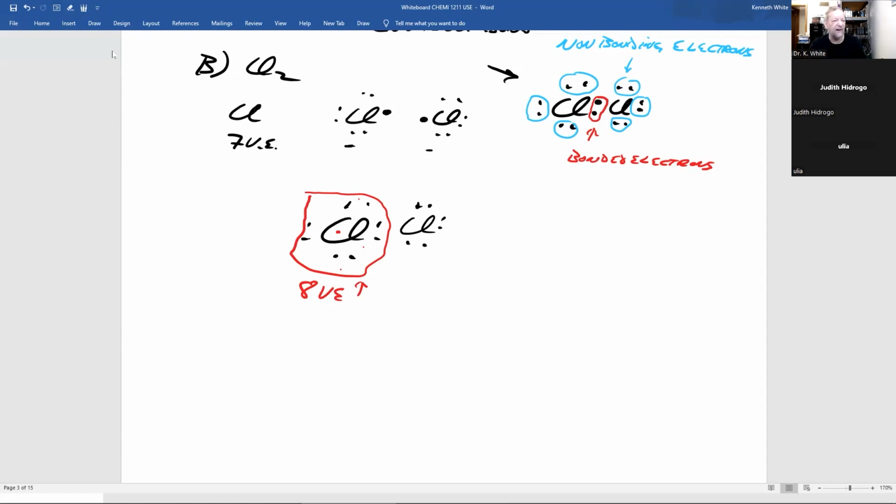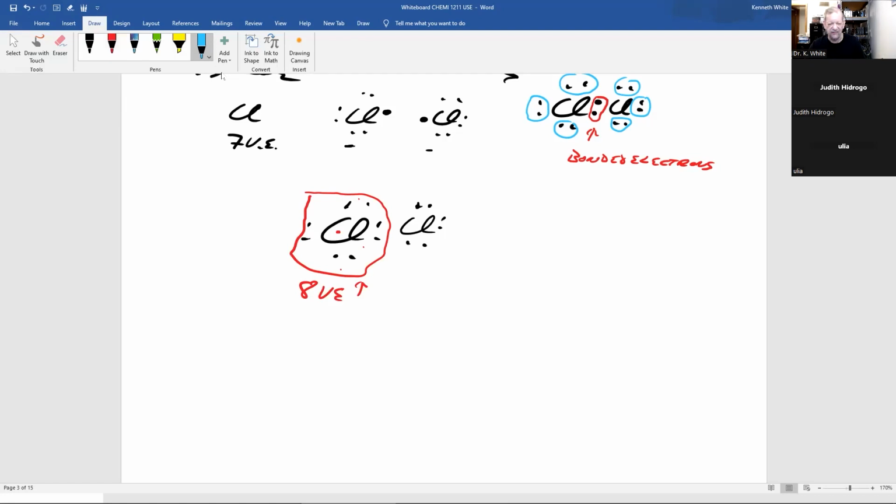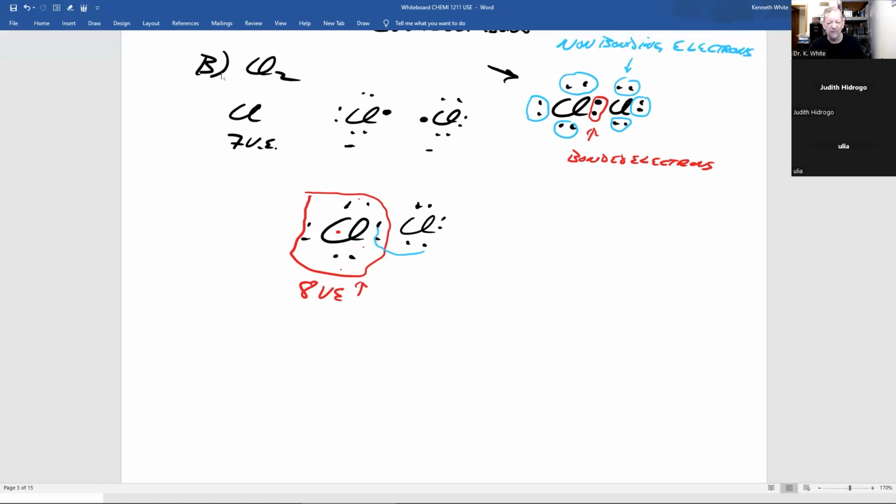And the other chlorine, if we looked at the bonding and non-bonding electrons, I'll circle in blue, there's also 8 valence electrons. Now, each chlorine is happy. You didn't know molecules and atoms could be happy or sad, but they're happy because they have their 8 valence electrons, their octet.